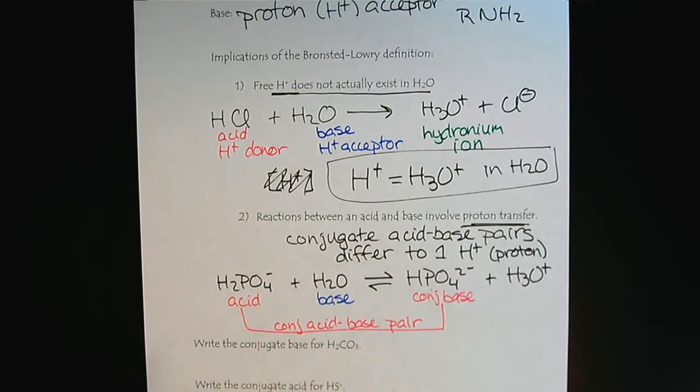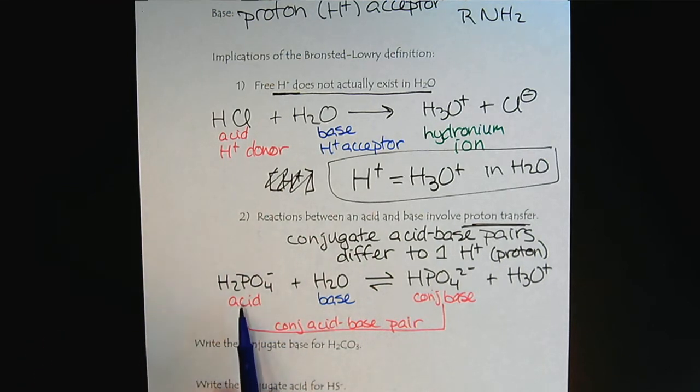Now, all of these terms, acids and bases, conjugate acids and bases, sound similar, but they're very different. When we talk about the acid and the base, we're looking at the reactants. We say this is an acid-base reaction because we have an acid reacting with a base.